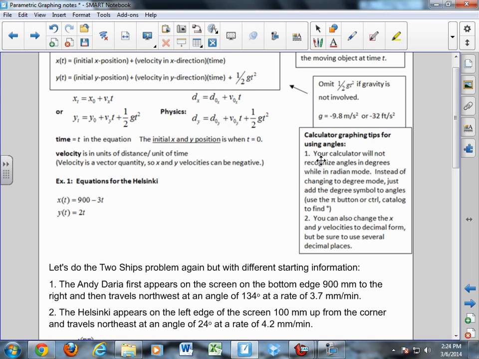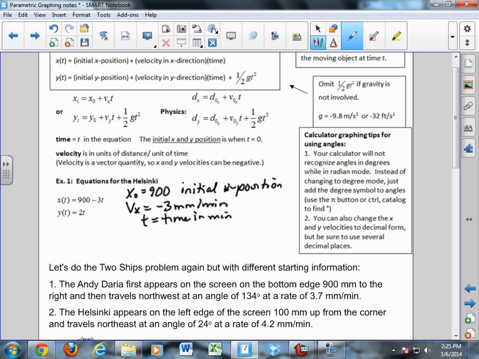Now, if we look at these equations as applied to the Helsinki ship that we looked at, notice that here x sub 0 is 900. That is our initial x position. And the -3 represents our velocity in the x direction, which was -3 millimeters per minute. And then, of course, t is time in minutes in this case.